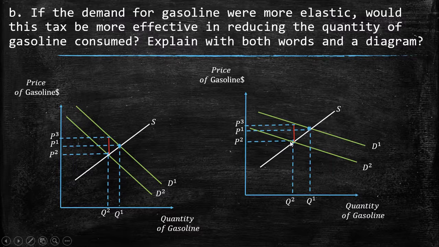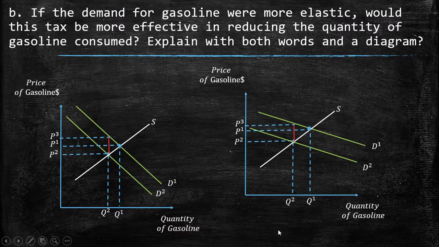So what does it mean? It means that even though the tax is split between consumers and sellers, there's going to be more of the tax burden on the supply side, because they are just going to receive this. The difference P1 minus P2 is going to be larger than P1 to P3. It means that the curve which is more elastic is going to suffer less of the tax.